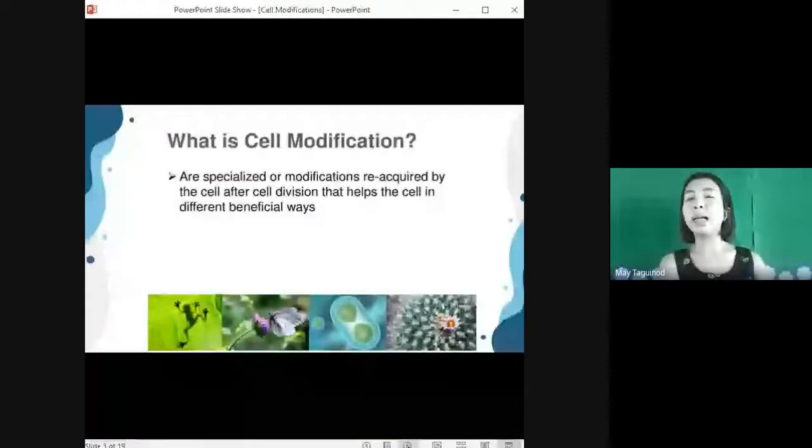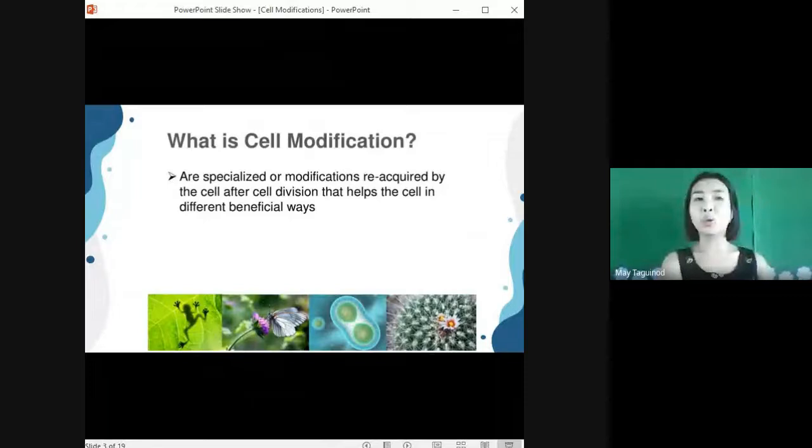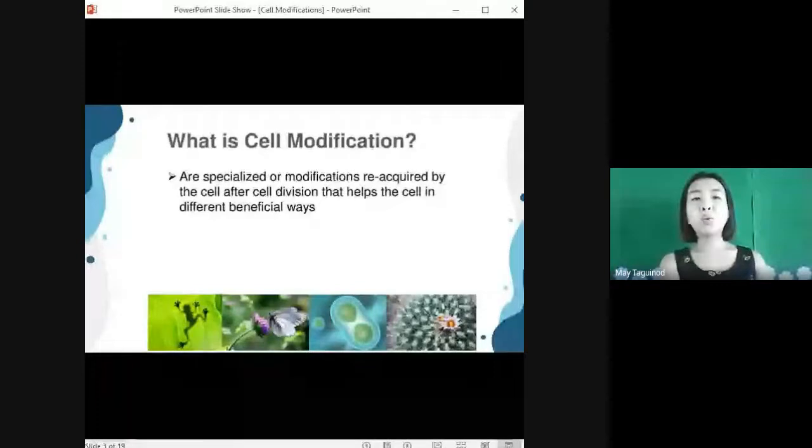So they are specialized modifications acquired by the cell after cell division that help the cell in different beneficial ways. Okay, so a cell modification, or cell specialization or differentiation, is actually a process that occurs after cell division, where the newly formed cells are structurally modified so that they can perform their function efficiently and effectively.